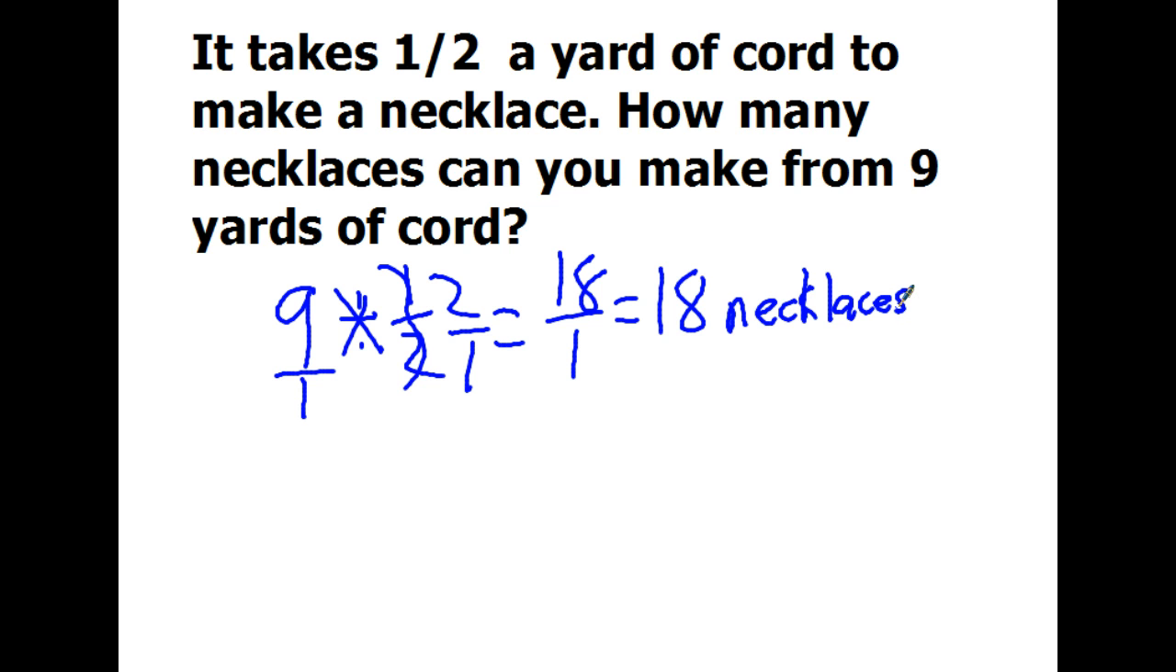And if you're not sure about that, you could think this way. Here's a necklace that used half a yard. So if I add on the other half a yard, a half plus a half, this gives me 1 whole yard. So there's 2 necklaces in every yard. And I've got 9 yards, 9 times 2, which is basically what this ended up being after I flipped it over when I'm dividing.